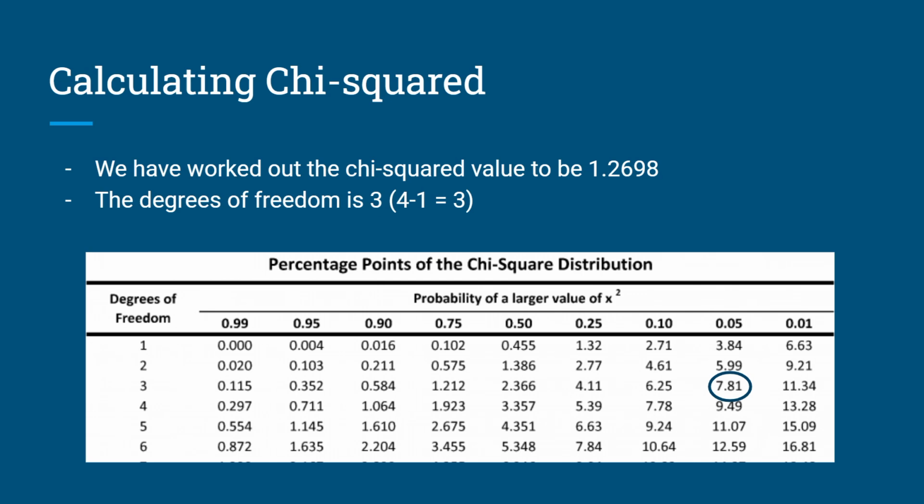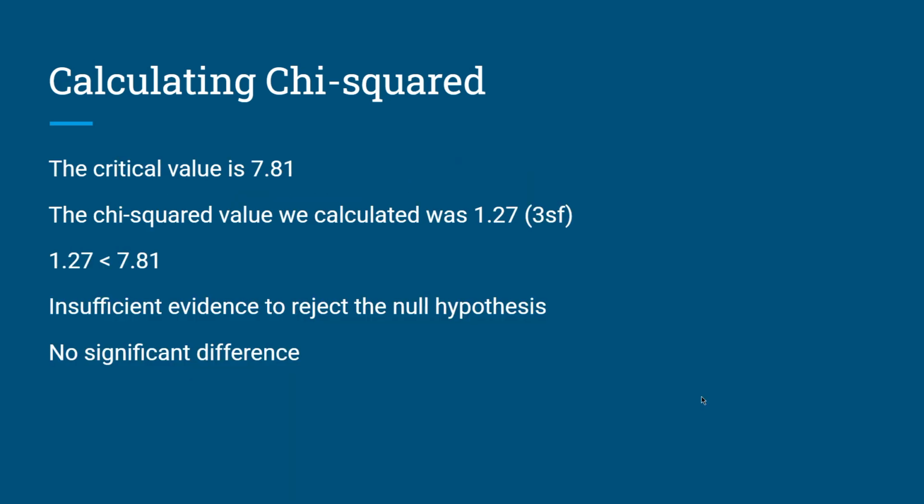to find out the critical value, the value that we compare our chi-squared to. Now the degrees of freedom is 3, so read across this row until you reach the 5% significance level, the 0.05, which gives us a critical value that I've circled here, 7.81. Now what you do is you compare the 1.2698 to 7.81. The critical value is 7.81, and our calculated chi-squared is this.